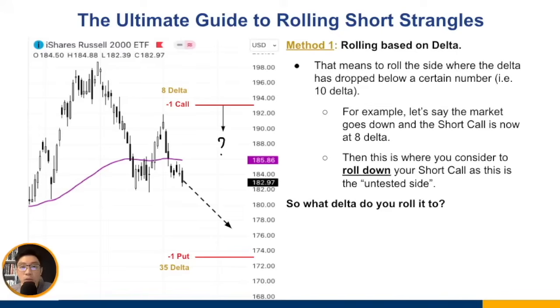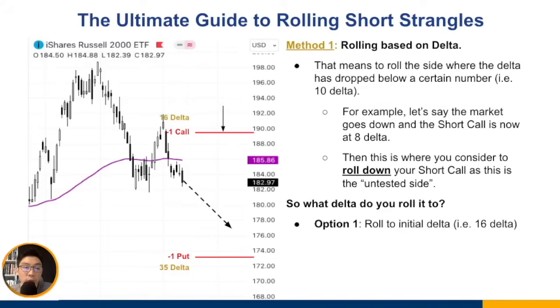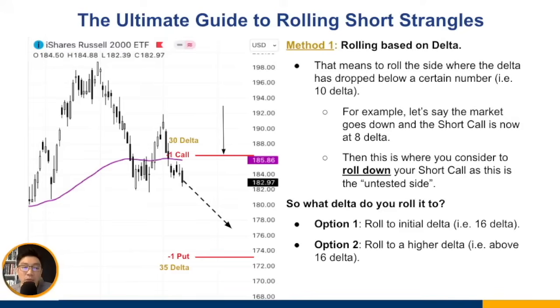There are 2 options for this. The very first option is that you can simply roll back to the initial delta. You just find the option that has 16 delta and roll to that one. So if you started off with a 20 delta, then you could just choose to roll to the 20 delta. Or if you're a little bit more conservative, you could choose 16 delta or 15 delta.